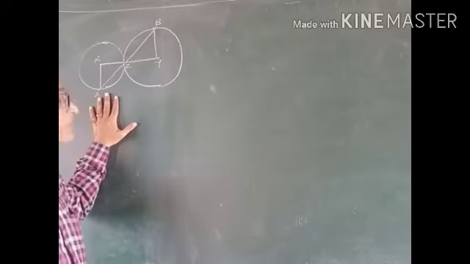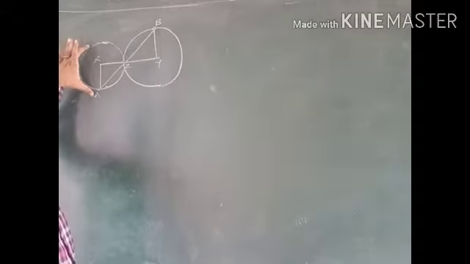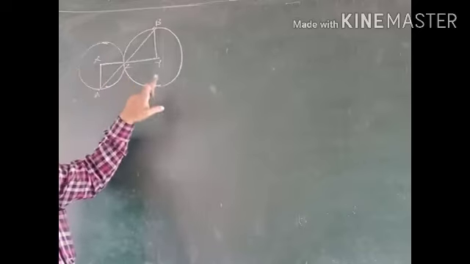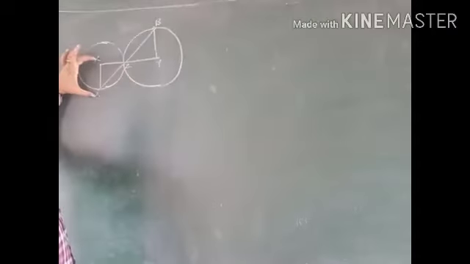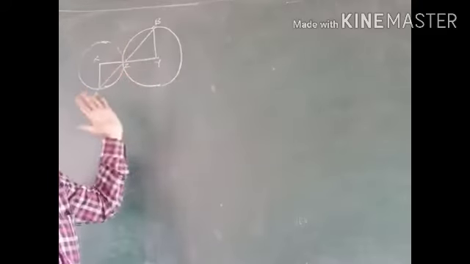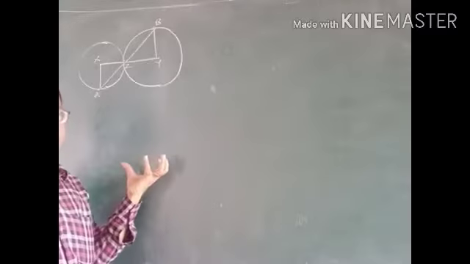Look at this figure. In this figure there are two circles. A circle with center X and a circle with center Y touch each other at point Z. We have to prove XA segment is parallel to BY. It's a very simple example, very easy example. You can solve it easily.